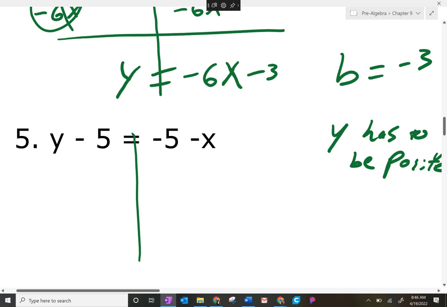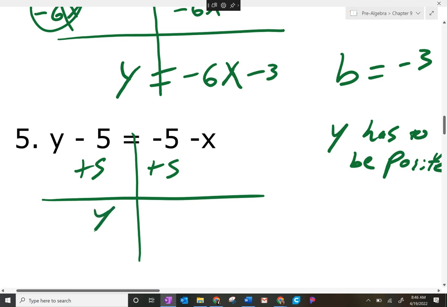What are your thoughts? What do I need to do to get y on the side all by itself and be positive? Add 5. I love it. So plus 5, plus 5. I get y, these ones cancel out, equals. What's negative 5 plus 5? 0. And then these ones cancel out as well, and I get minus x.